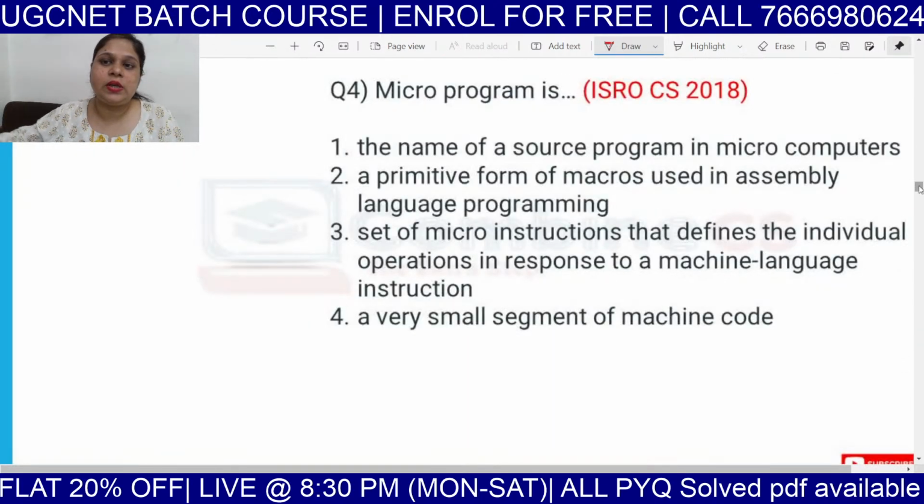Okay, moving to the next question, question number 4. What is micro program? What do you understand by micro program? So what is the correct answer? Micro program. This is just the definition. What is micro program?